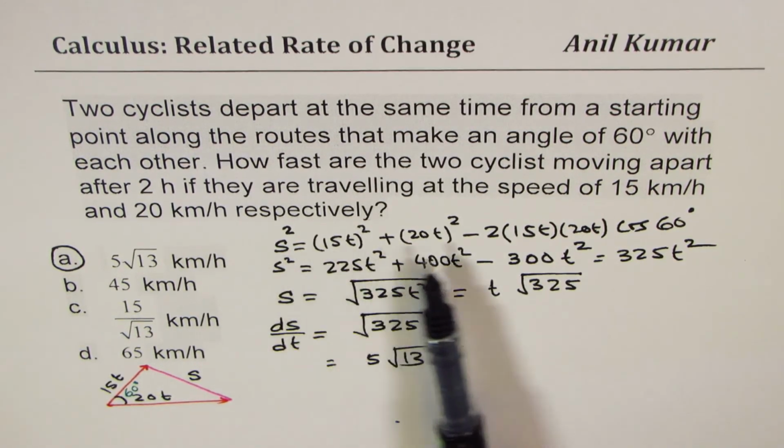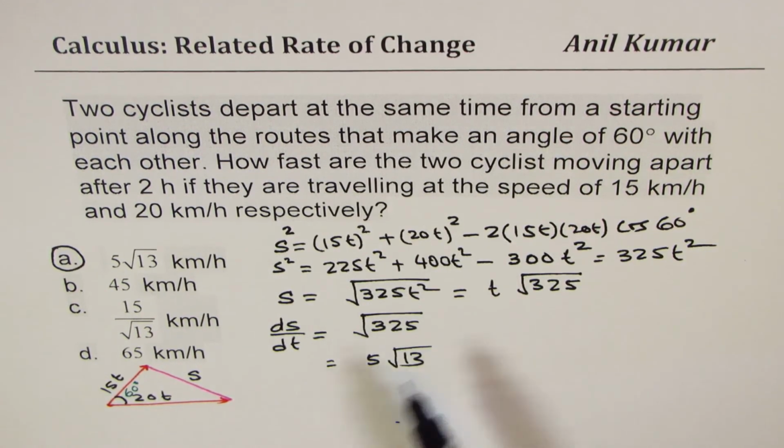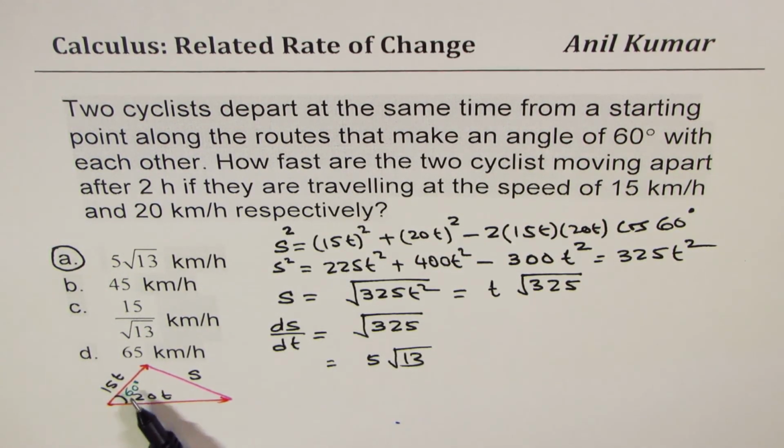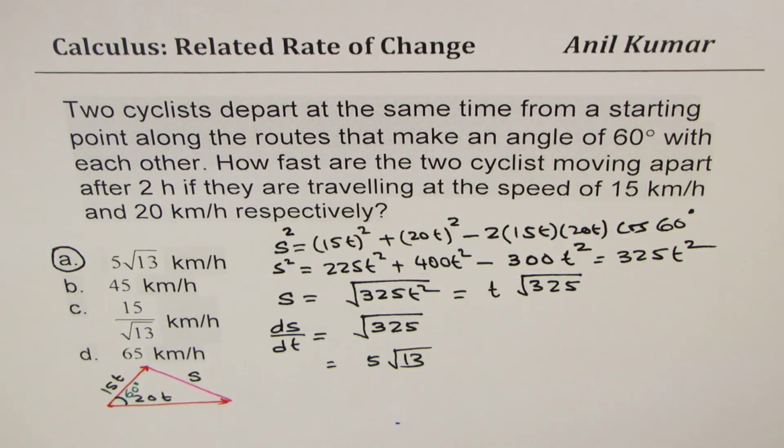Now remember, this is the cosine law which we applied here to find the solution. If you are given two sides with the included angle, you can always find the third side using cosine law. So that helped us to find an easy solution to this particular question.